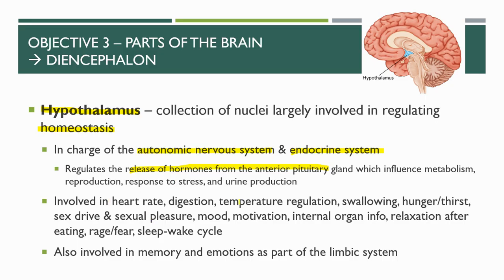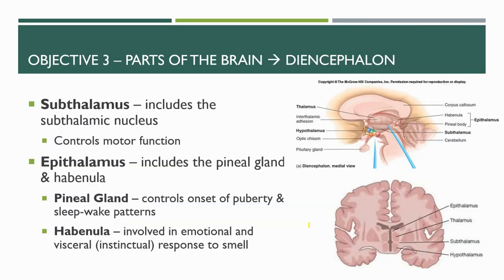And the hypothalamus just regulates general control mechanisms, things like your heart rate, your digestion rate, temperature regulation, things like hunger and thirst, things like even your sex drive, relaxation after eating, the rage, fear, sleep-wake cycle. So you can see that there's a long list of functions that your hypothalamus regulates, and it's all part of your homeostatic control. There's also some connections with your memory and emotions because the hypothalamus was part of your limbic system. So for a small structure, it actually is responsible for a lot of functions.